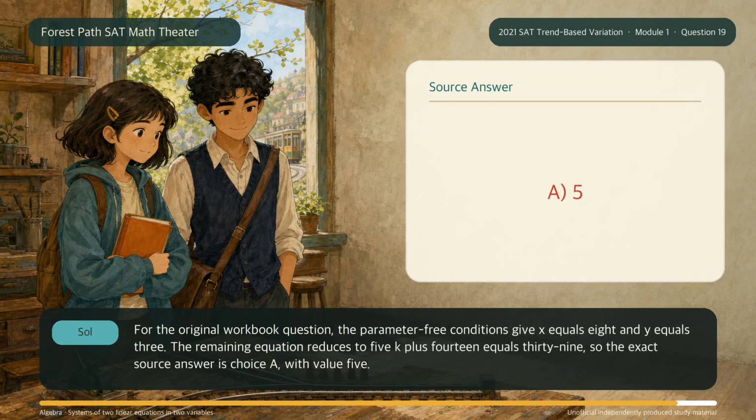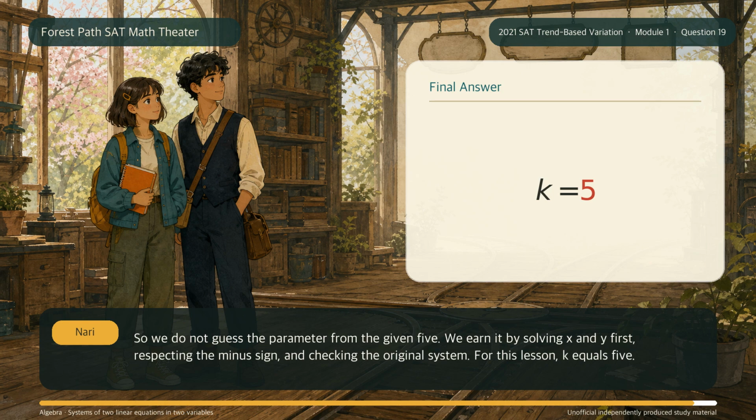For the original workbook question, the parameter-free conditions give x equals 8 and y equals 3. The remaining equation reduces to 5k plus 14 equals 39, so the exact source answer is choice A, with value 5. So we do not guess the parameter from the given 5. We earn it by solving x and y first, respecting the minus sign, and checking the original system. For this lesson, k equals 5.